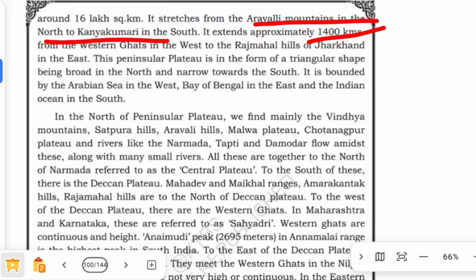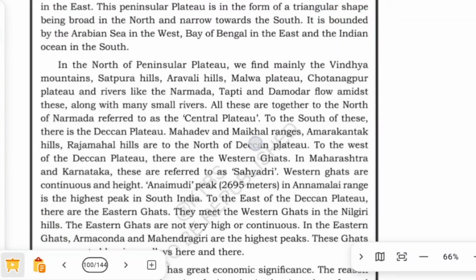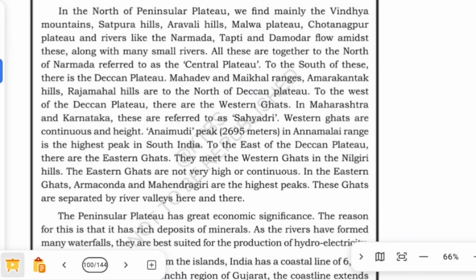To the west are the Rajmahal Hills, Jharkhand, these are all there. And while seeing that, in the northern peninsular plateau, we find mainly Vindhya Mountain, Satpura, Aravali, Malwa, and Chotanagpur Plateau. The rivers Narmada, Tapti, Damodar, almost all of these rivers are flowing in that place.